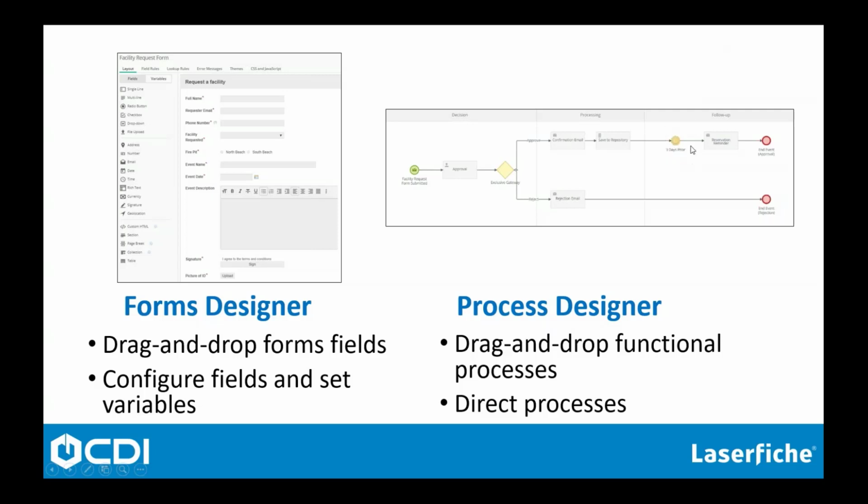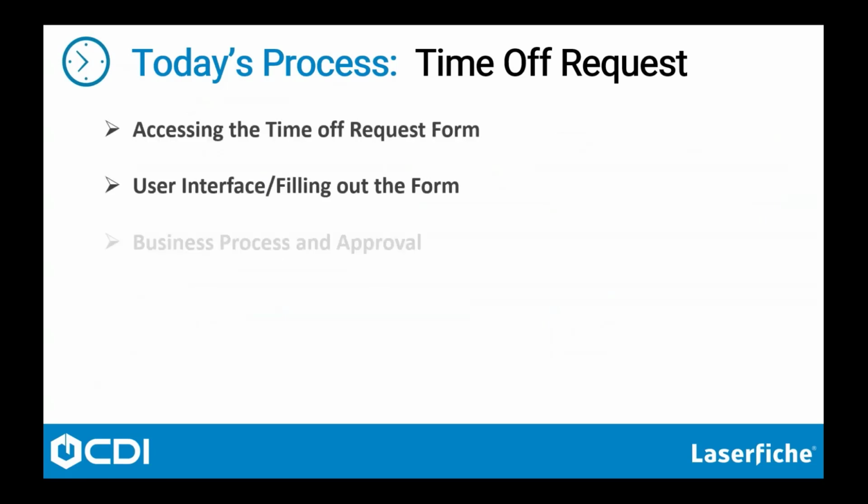And here, I'm sure you can't see that, but we even have a little timer in here to say, after 1 year has passed, go ahead and send out another email to let them know that it's time to fill out this form again. So this is all information to get those creative juices running. And today's process is going to be a time off request. So we're going to look at accessing the time off request form, and I'll fill that out, show you what the user interface looks like of actually filling out these forms and interacting with them. So look and feel from the end user.